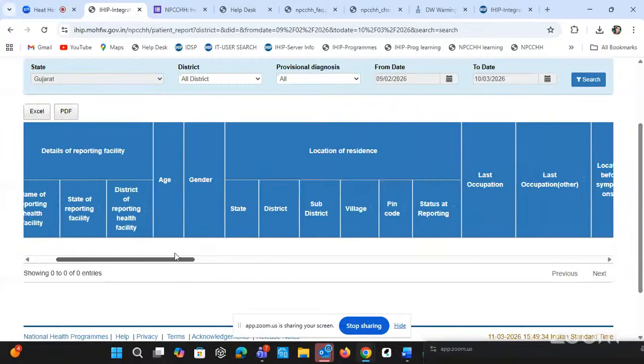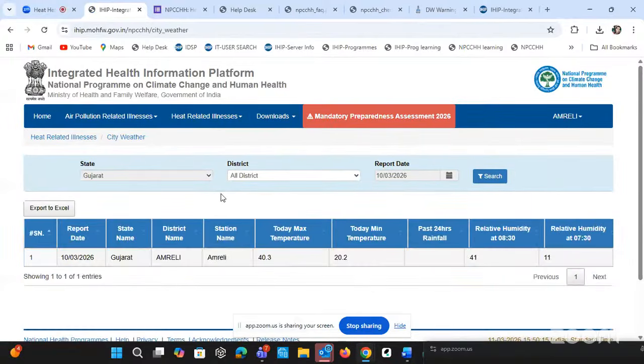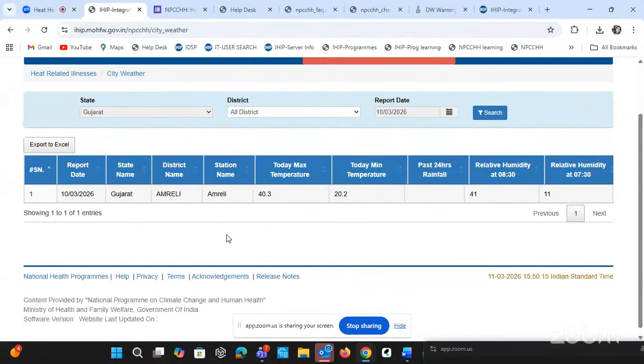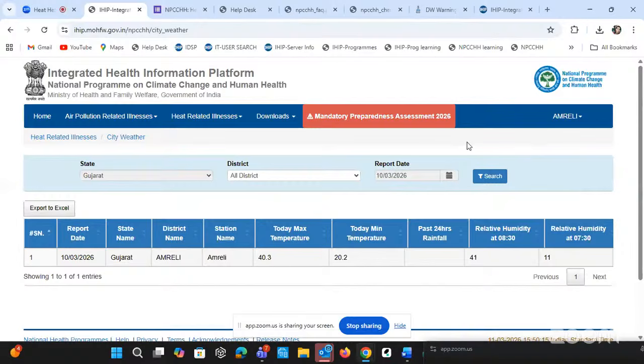It shows their city weather reports, today's maximum temperature and minimum temperature. So this is for district users.